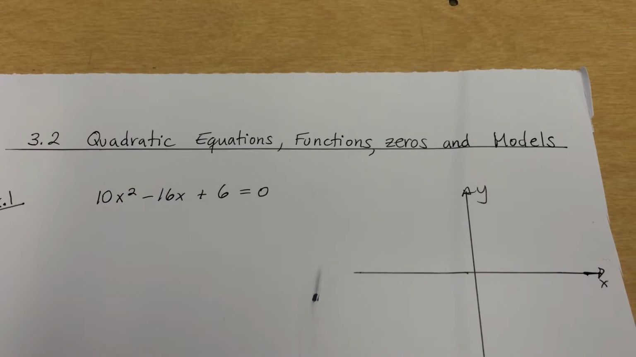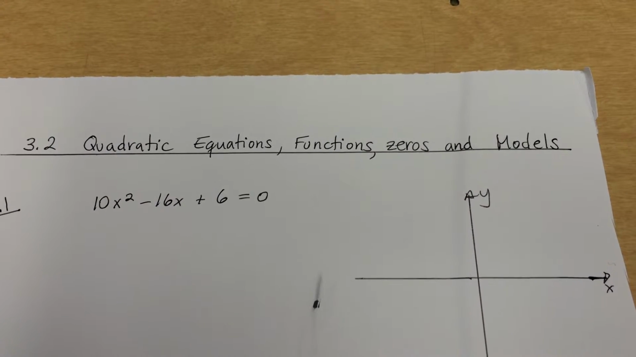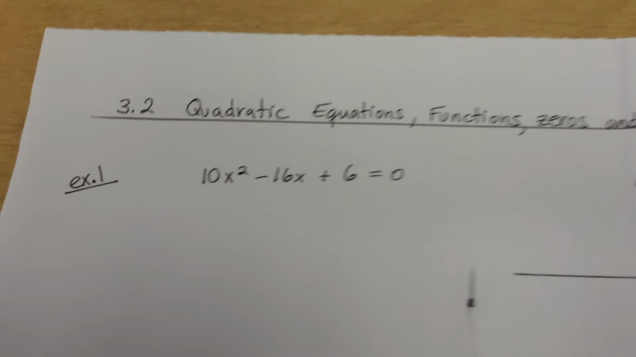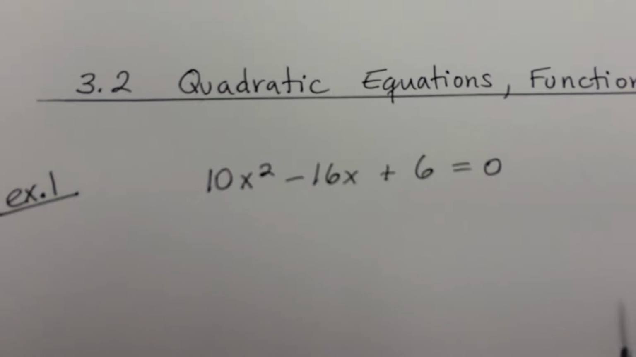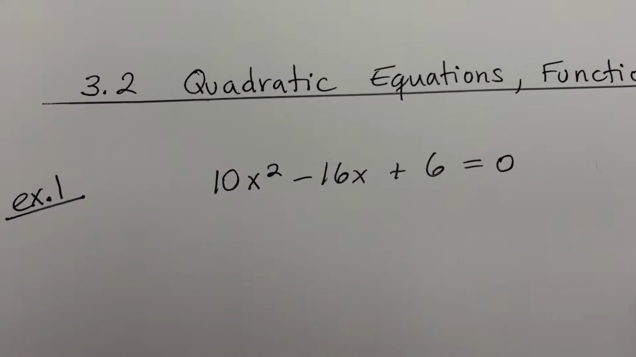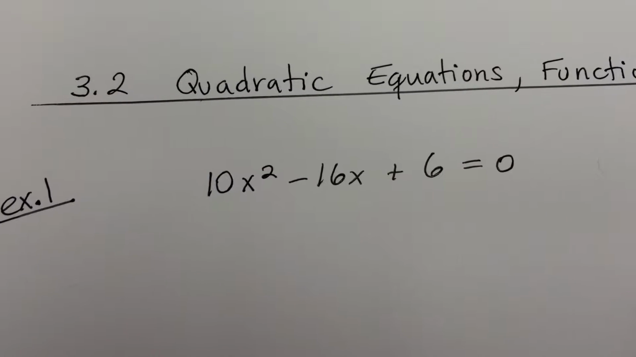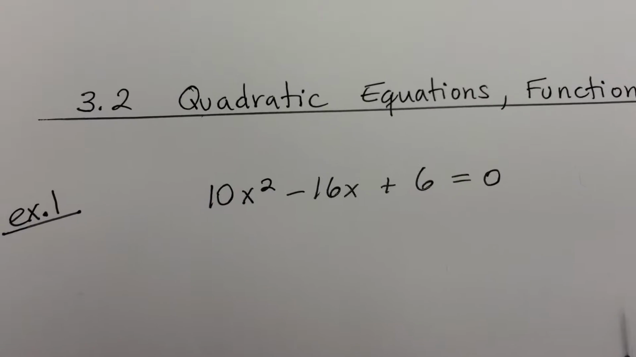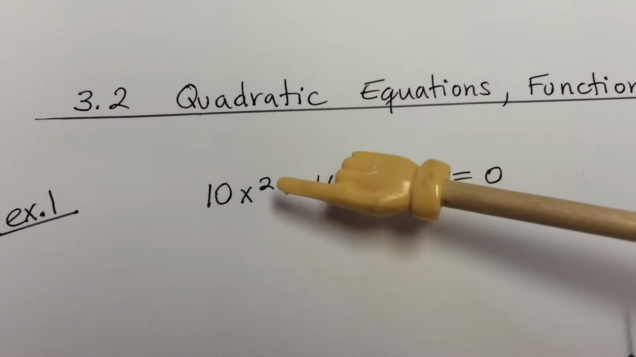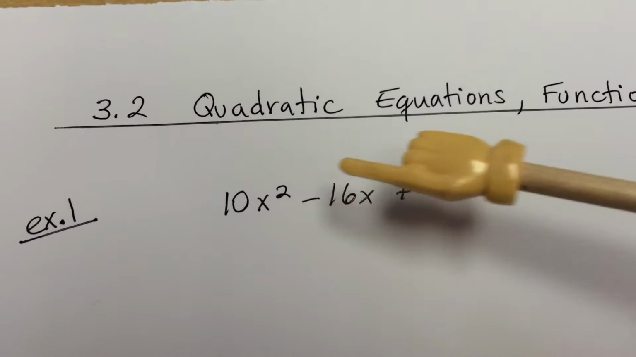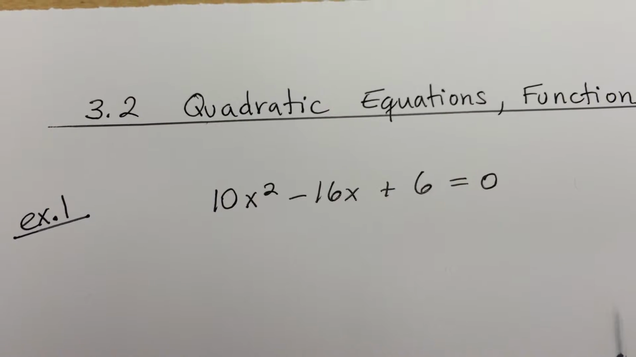This section is on 3.2 quadratic equations, functions, zeros, and models. So we're going to go ahead and do example 1. Example 1 says that I have 10x squared minus 16x plus 6 equals 0. It's a quadratic equation just because we have x squared up here on the top. That tells me it's a quadratic equation. So we're going to look for the roots and then graph it out.